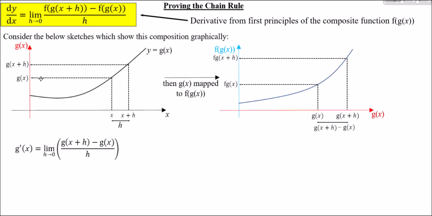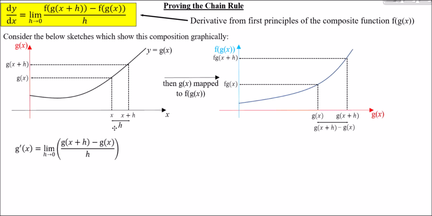So on the left-hand side, we can see here that the derivative of g of x, g dashed x, is just simply this from first principles. So it's the change on this axis divided by the change on the bottom horizontal axis, as the change on the bottom, h, tends towards 0. Now this change here is h. Over here, for the composed function, the change is this ugly thing, g of x plus h minus g of x.